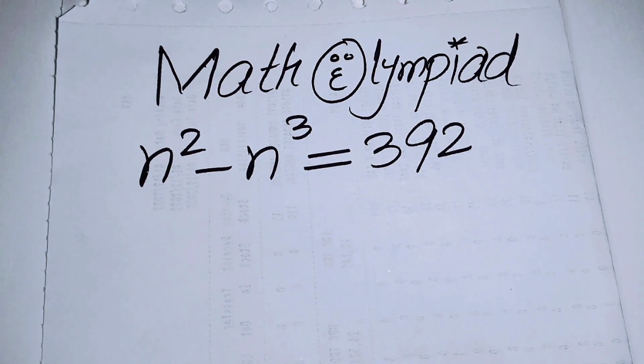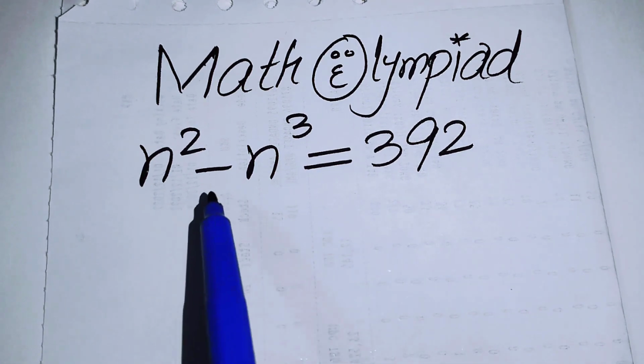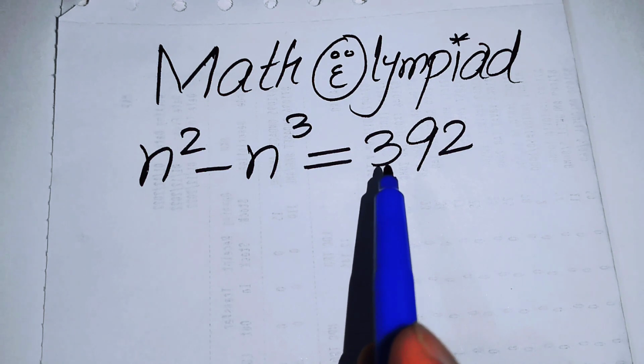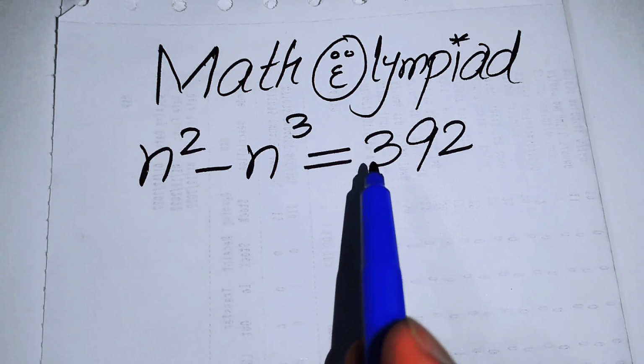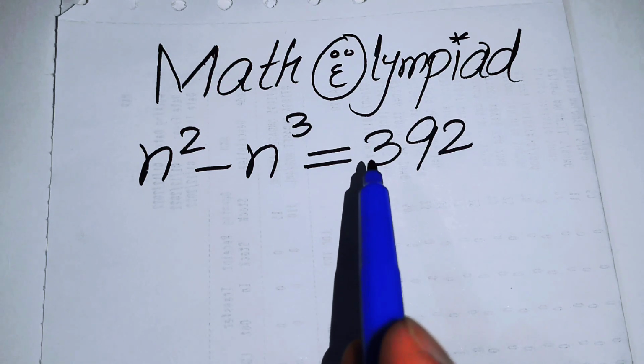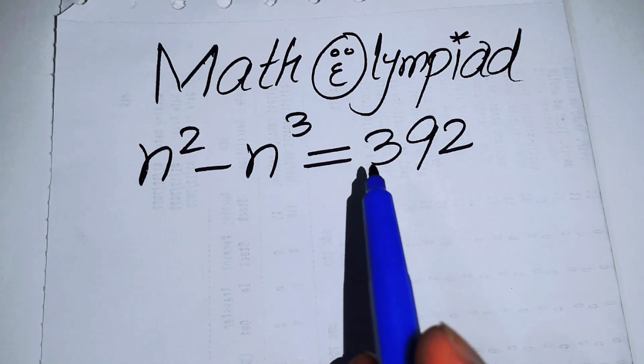In this video we are going to solve this nice algebra problem, and here we have n squared minus n cubed is equal to 392, and we will solve this problem for the values of n. So in this question I can find all the solutions or all the roots of this equation.